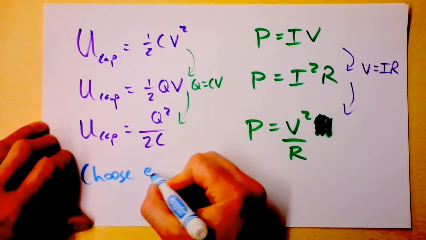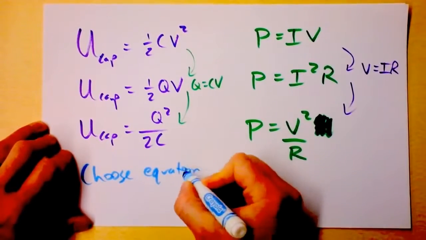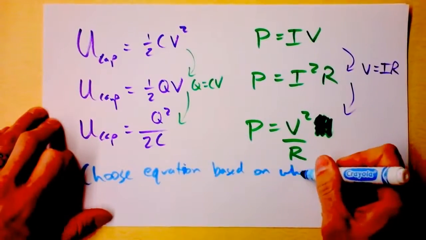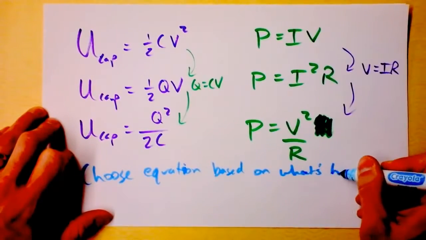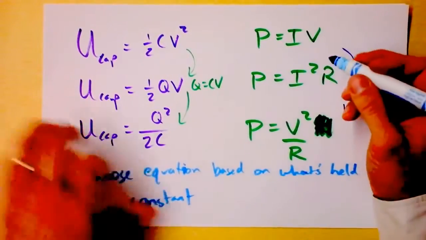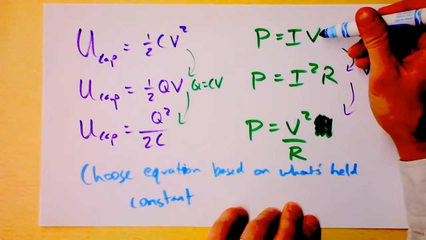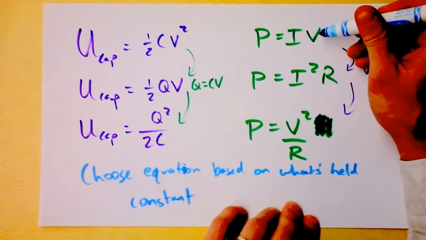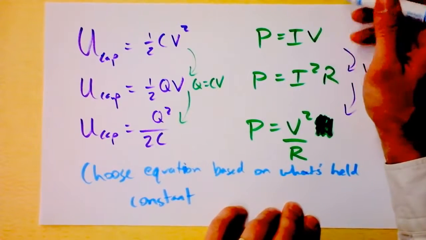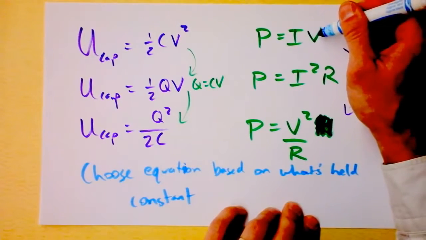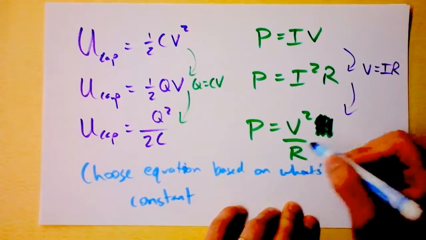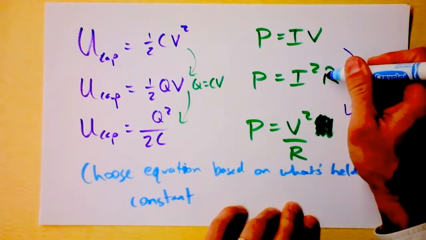But my point with all of this nonsense is to say that you choose the equation based on what's being held constant. In some instances, over here with this equation, you'll be holding the voltage constant and thinking about what happens to the power if you change current. I guess you'd want this equation then. But if you're holding the voltage constant and seeing what happens if you're changing resistance, then you look over here. But if you're changing resistance and holding current constant, then you're looking over here.